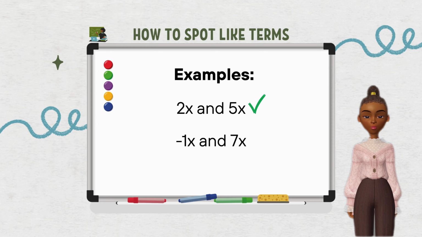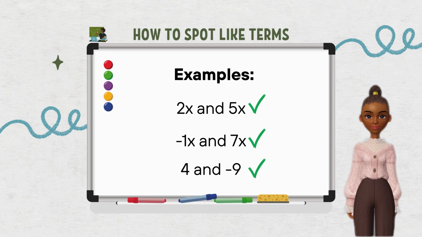Another example is negative x and 7x. First, whenever we see a variable without a number, it is an imaginary 1. So we have negative 1 and a positive 7. The coefficients can be different as long as the variables are the same. So therefore, negative x and 7x are like terms. One more example, 4 and negative 9. Now, 4 and negative 9 do not have a last name, which means they are like terms. These are what we call our constants, our numbers, our basics. If the letters and powers match, they're in the same family and can be combined. If not, they stay separate.